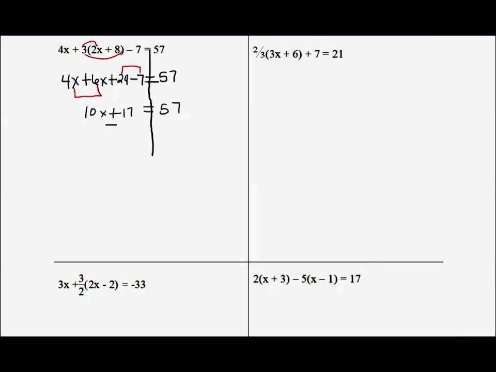I'm going to subtract 17 from both sides. 17's cancel out. I'm going to bring down what I have left. This gives me 10x equals 57 minus 17 is 40. Divide both sides by 10. My solution to the equation is 4. 40 divided by 10 is 4.